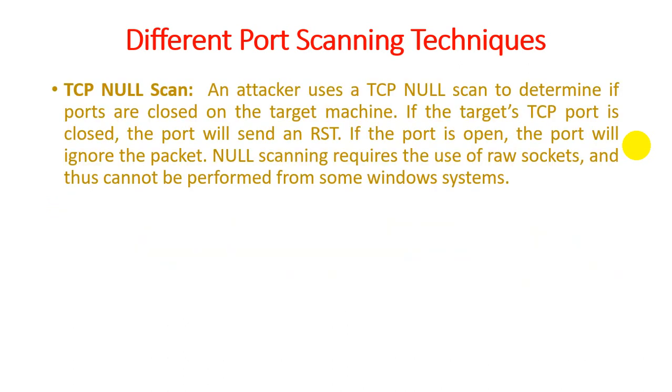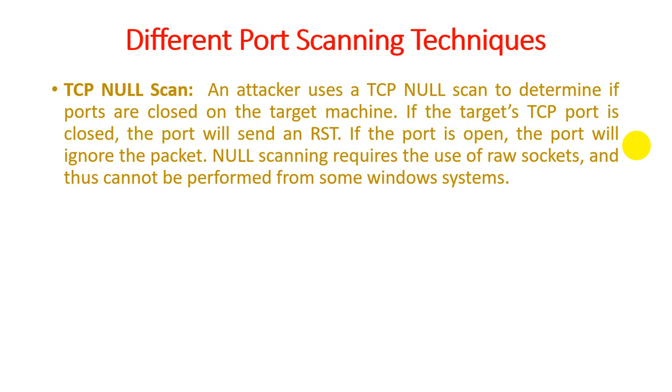The next one is the TCP null scan. It is one of the variations of TCP. An attacker uses a TCP null scan to determine whether ports are closed on the targeted machine. If the targeted TCP port is closed, the port will send RST. We know that. If the port is open, the port will ignore the packets. This we also discussed in the TCP half scan.